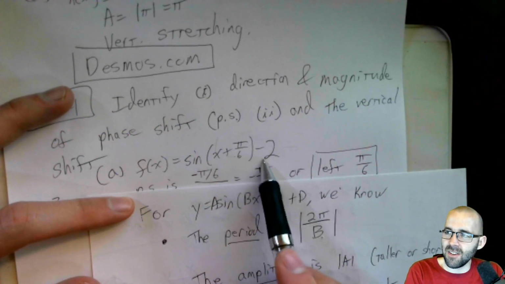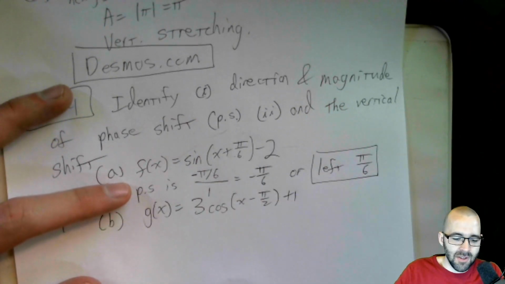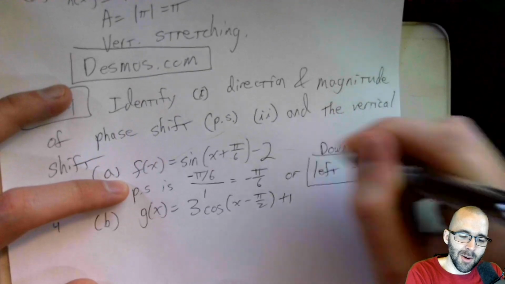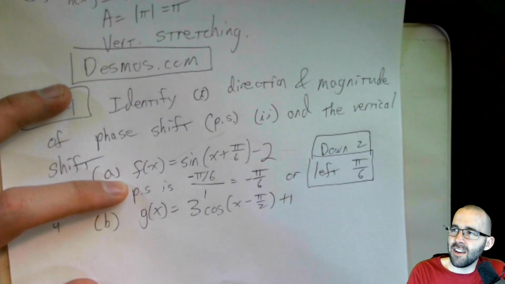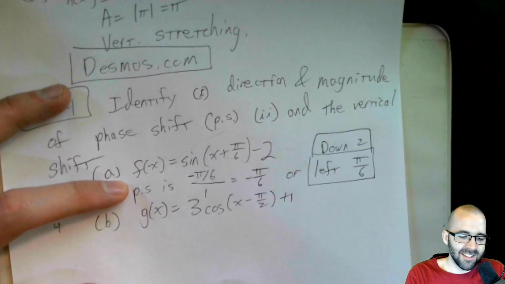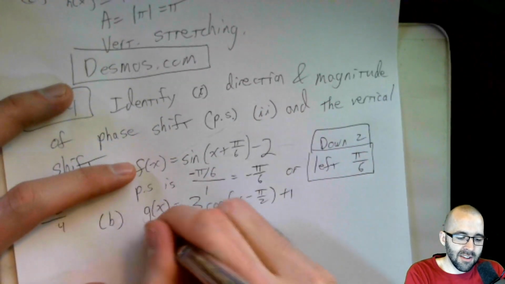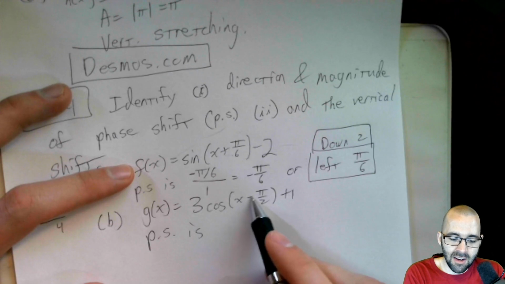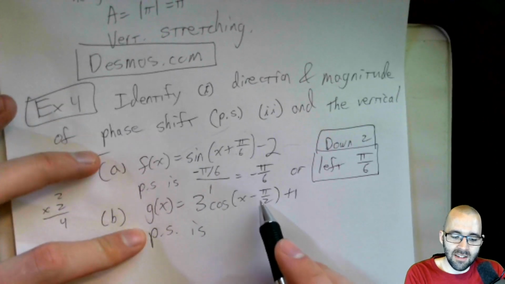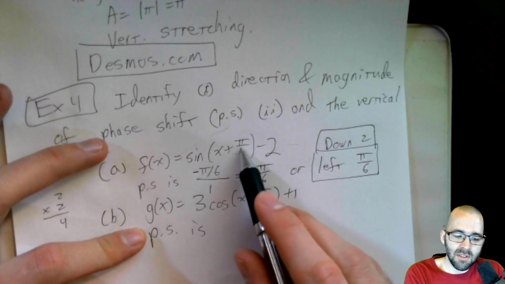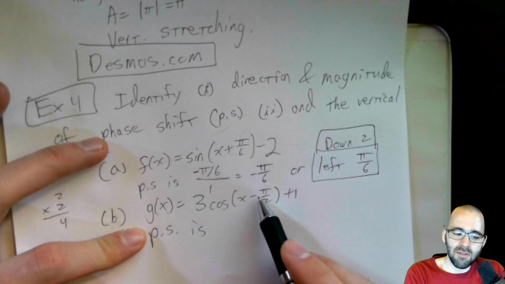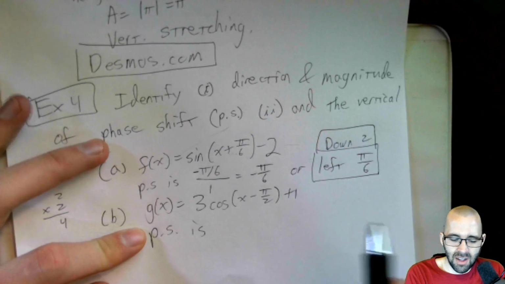So this is minus 2. That means it's going to be down 2 units, okay? So let's incorporate that here. Down 2 and left pi over 6. So similarly, again here, the phase shift is going to be, we already have the negative right here. So now our phase shift is going to be positive. Positive C means negative phase shift. Negative C means positive phase shift, unless there's a weird thing with B.